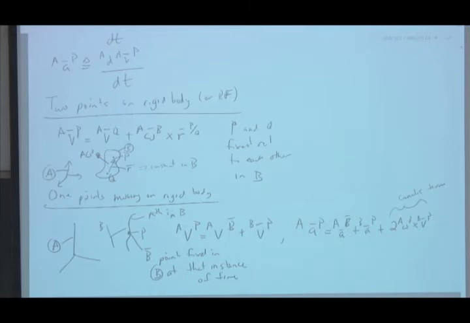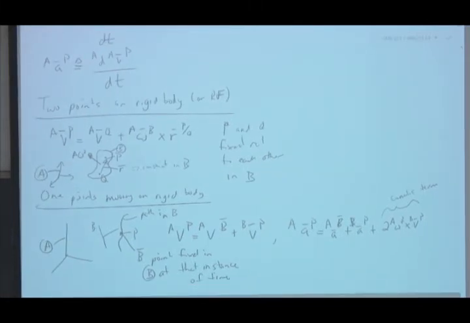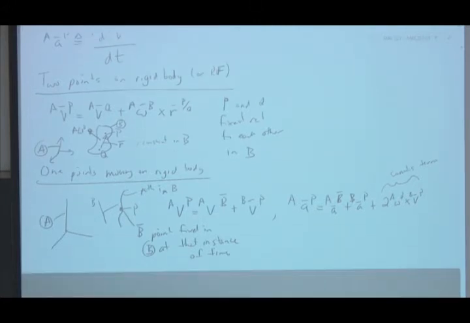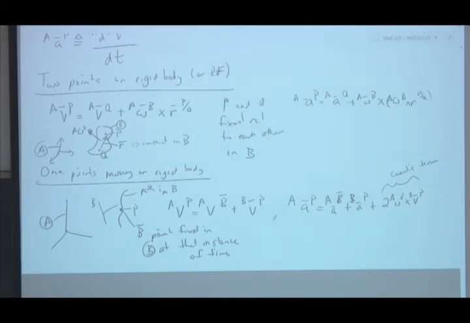And what I forgot to do is also write the corollary for the two points. So we have that. Let's go back to the two-point theorem. And we can also write A of P in A equals A of Q in A plus omega B in A crossed with omega B in A crossed with R of P with respect to Q plus alpha of B in A crossed with R of P with respect to Q. And here we have the centripetal acceleration term, and the tangential term, right?